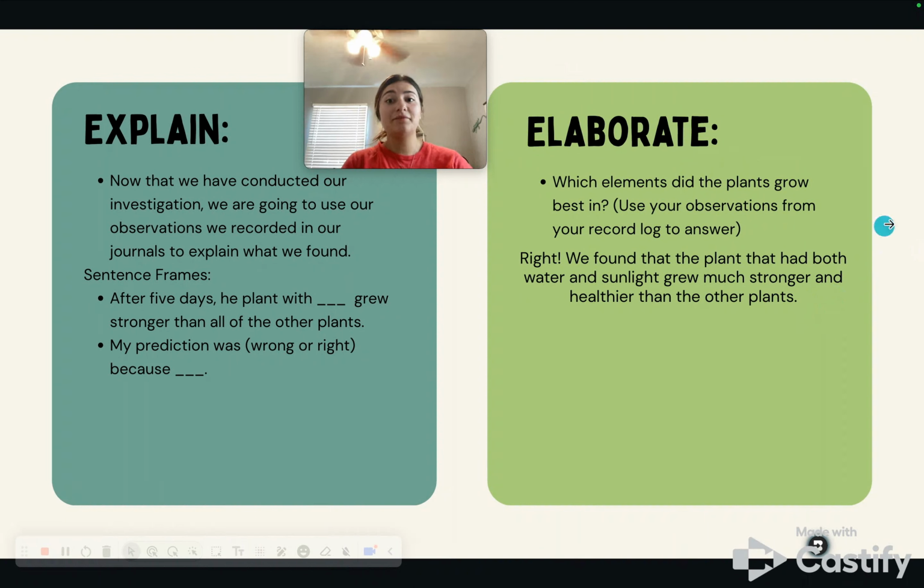All right, we found that the plant that had both water and sunlight grew much stronger and healthier than the other plants. But why? Why did that plant grow much stronger and healthier than the other plants? Go ahead and take some time to think about that.